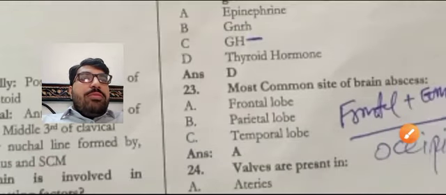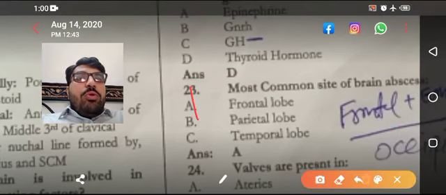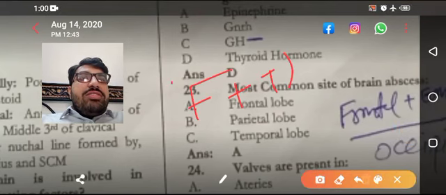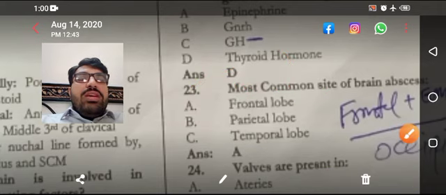Most common site of brain abscess. Now this is the frontal and temporal both, F plus T. If that is not in the option, then the answer is frontal lobe.